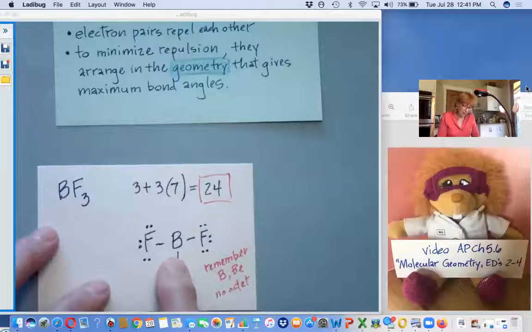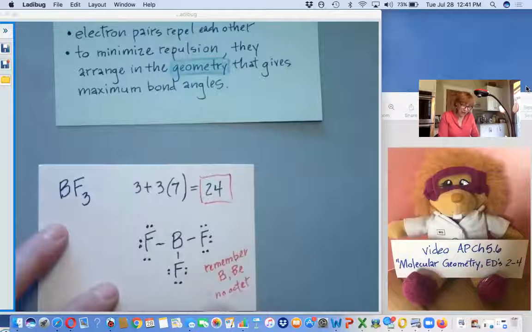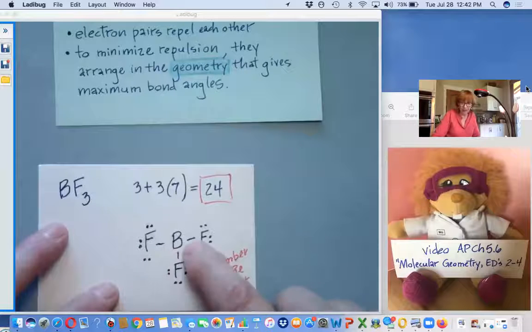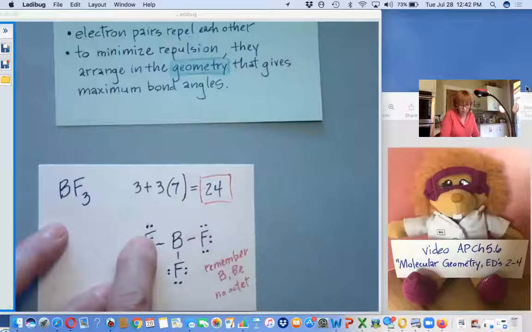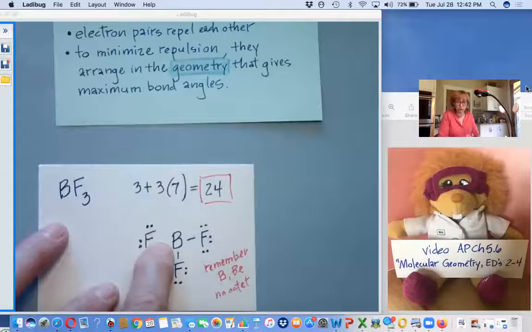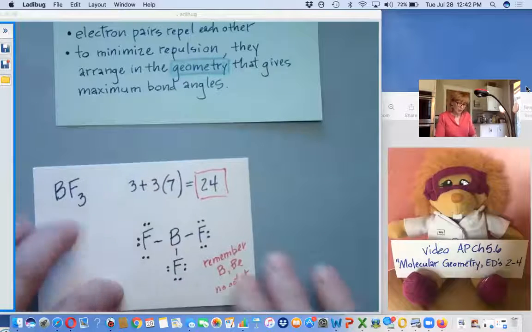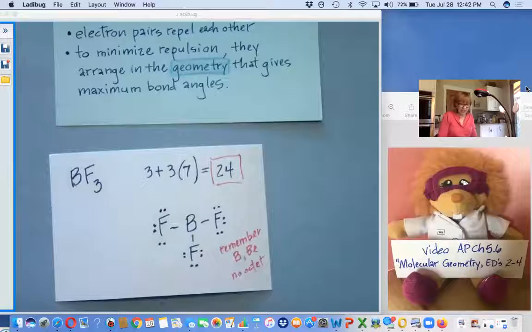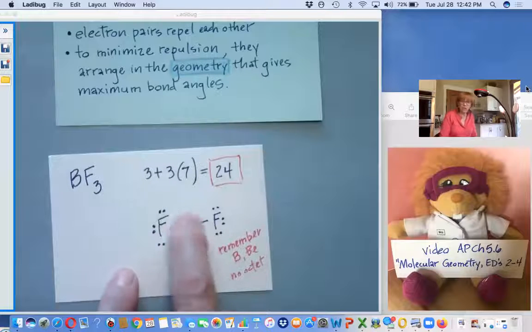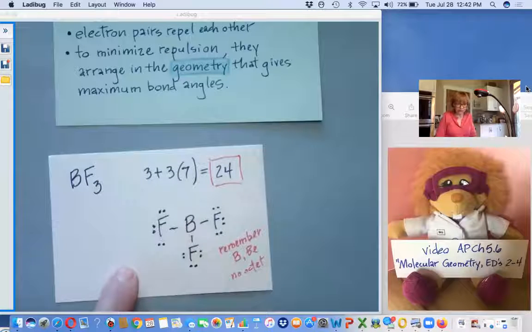Remember, guys, that boron and beryllium never have an octet. So when you draw this, this is the correct answer. Even though boron doesn't have an octet, you would not be moving a lone pair over to become a shared pair. Now, this molecule, BF3, has only 3 electron domains around the central atom.